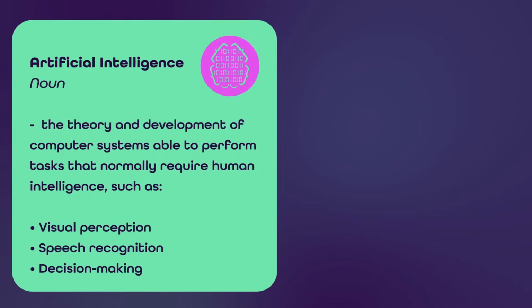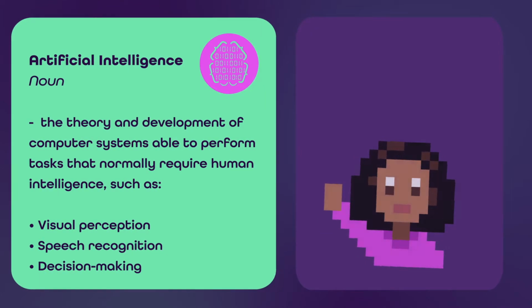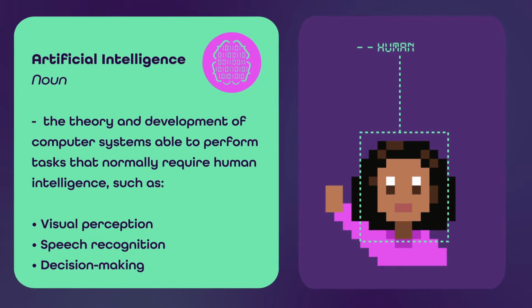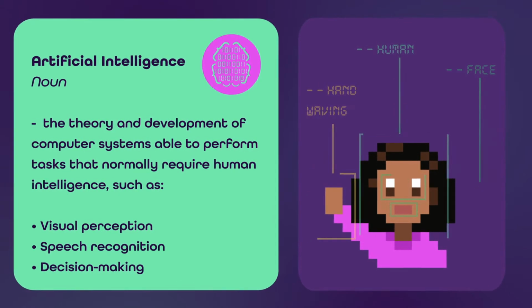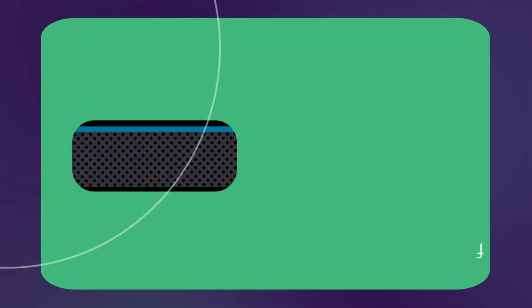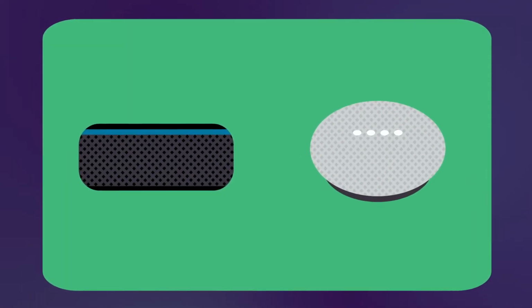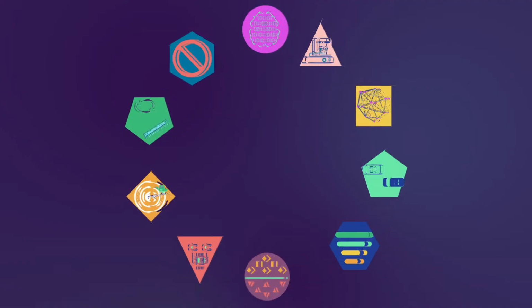Artificial intelligence, commonly referred to as AI, describes the theory and development of computer systems equipped to perform tasks that typically require human intelligence, such as visual perception, speech recognition, and decision-making. You probably have AI in your home. Siri is an example of AI, and so are the smart home devices such as Alexa or Google Home.